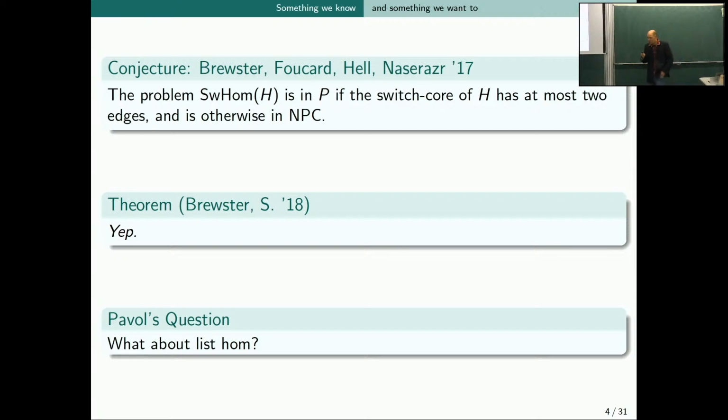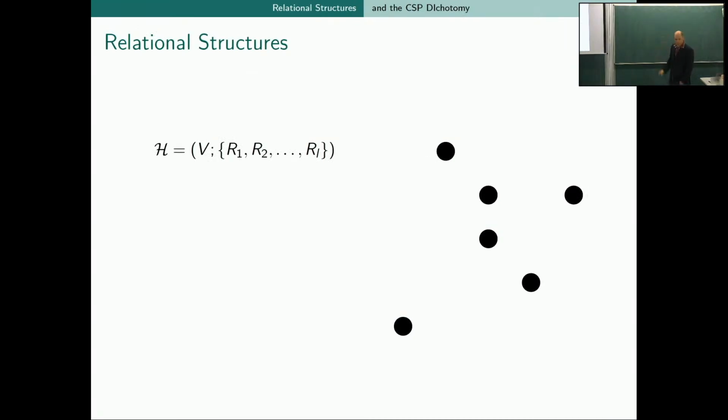Well, actually, that's not all we have to do, because the notion of switch core changes when you look at list homomorphisms. When we're playing with list homomorphisms, every graph is a core. Huh? Yeah, okay, so I have to explain that. So I want to talk a little bit about relational structures and CSP in general, give you some background, to explain why this is different, and to explain why this theorem and this question are maybe interesting, why we care about it. So what's a relational structure?